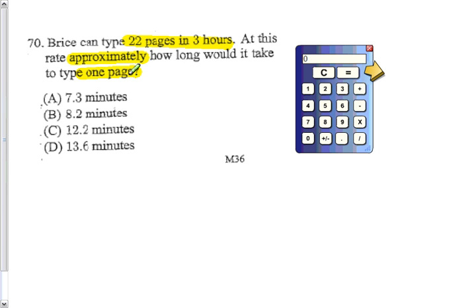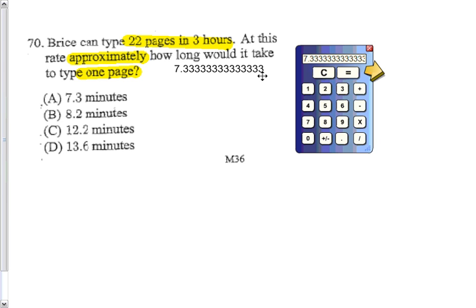All right. So now what we've got to do is first determine, just the way I approach it, how many pages does he type in 1 hour? So what I would do there is take the 22 pages that he can type over the 3 hour period and break that down into 7.33 pages in an hour.